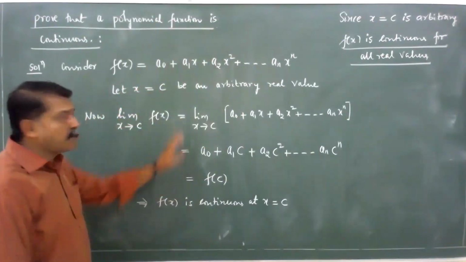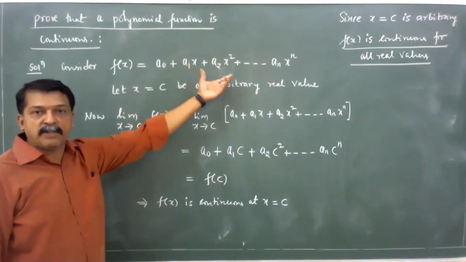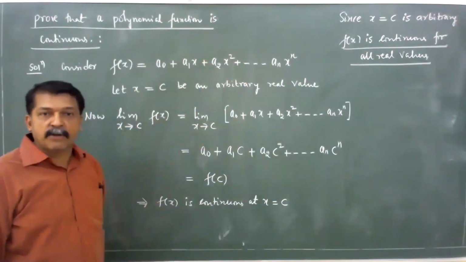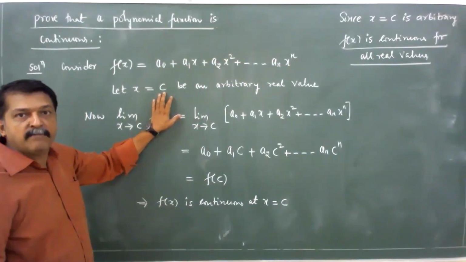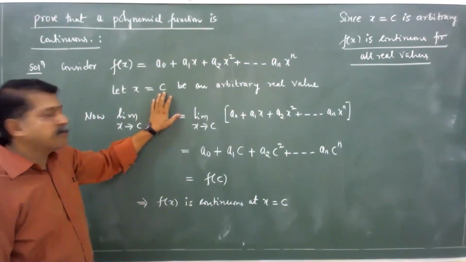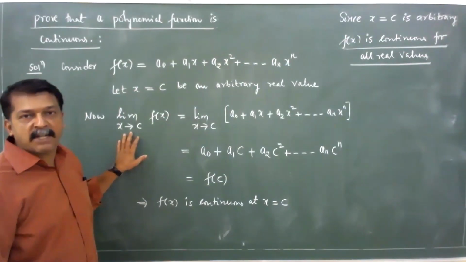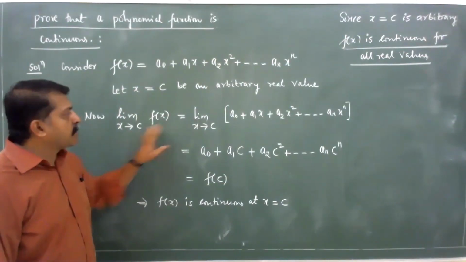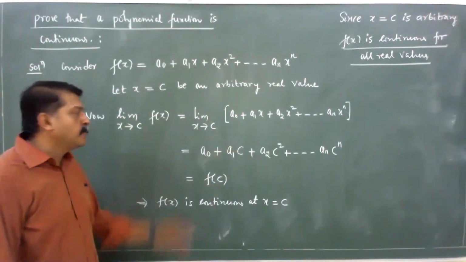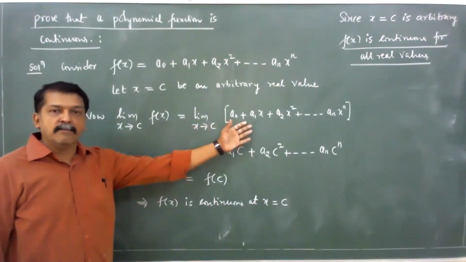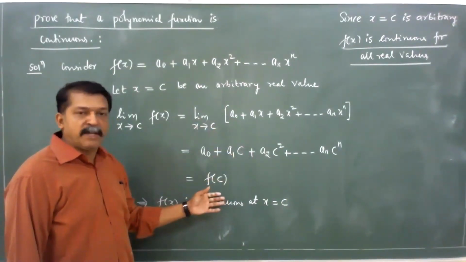Okay, very simple to prove. Take the function f of x as a0 plus a1x plus a2x squared up to an x to the power of n. Let c be an arbitrary value. Take some randomly chosen value, say c. Find out the limit. Here I have not calculated LHL and RHL because we know that a polynomial function is defined, exists for each and every real value. Directly we have applied the limit. That limiting value can be replaced by f of c.